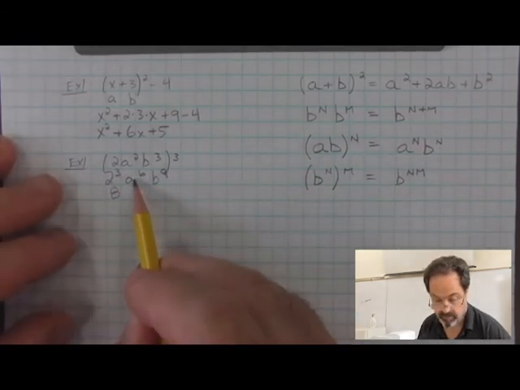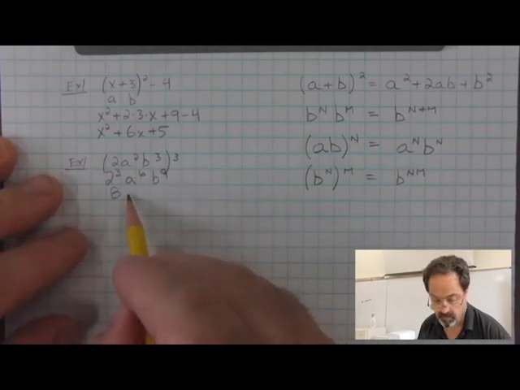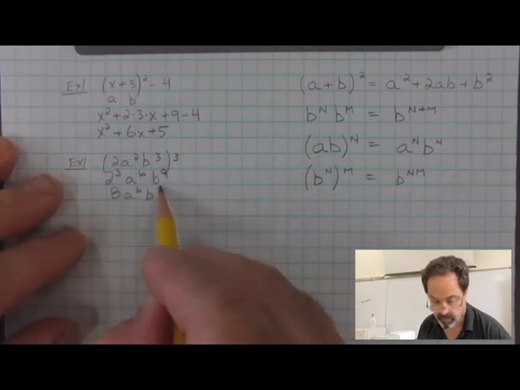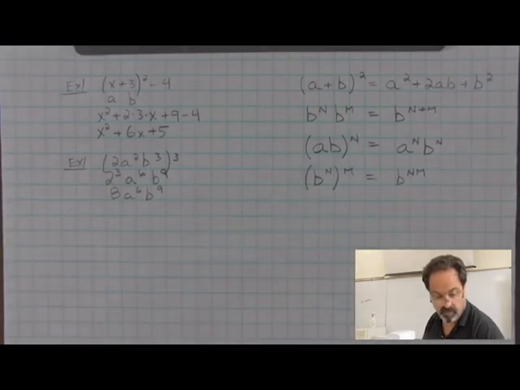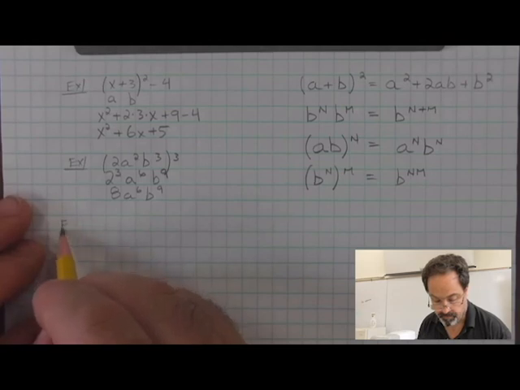And the a to the 6th, b to the 9th do not combine. They're not the same base. And I've simplified as far as I could. One more example.